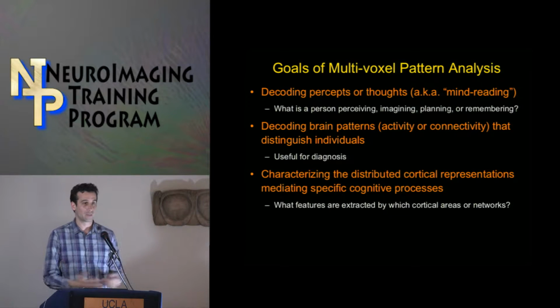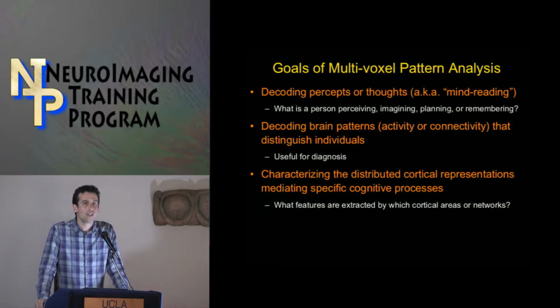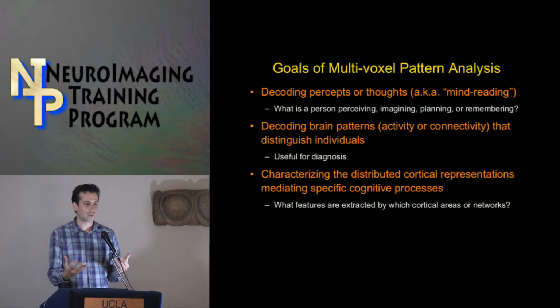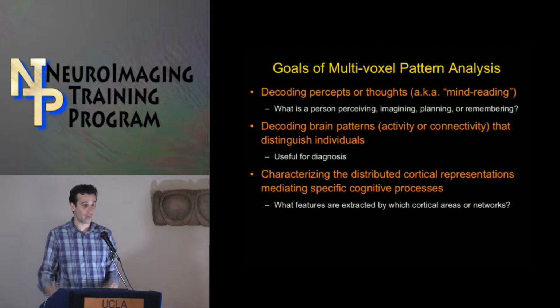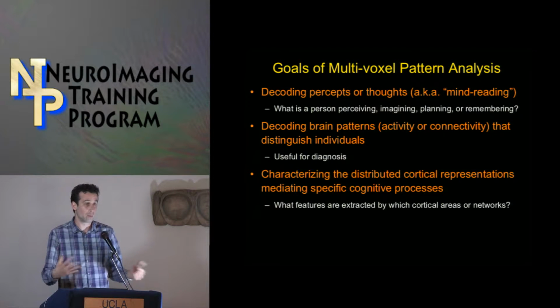So if you're coming at it from a cognitive neuroscience or cognitive psychology perspective, you can use the features that are being picked up by the classifier as a way to infer what representations might be active in different areas of the brain, or what cognitive processes might be engaged. So this can help you understand the mechanisms.